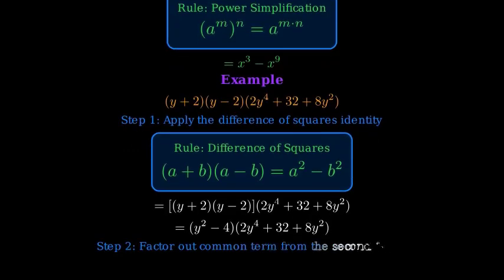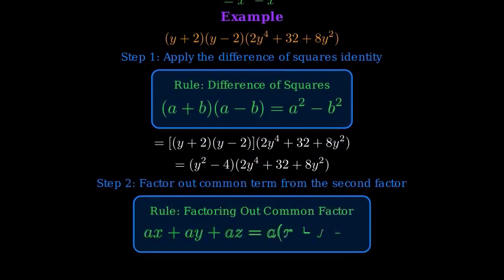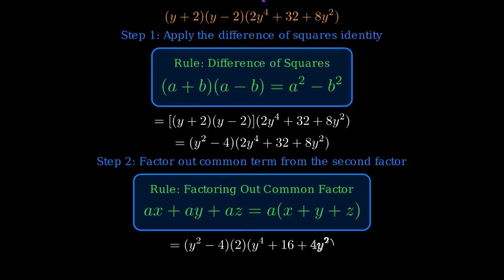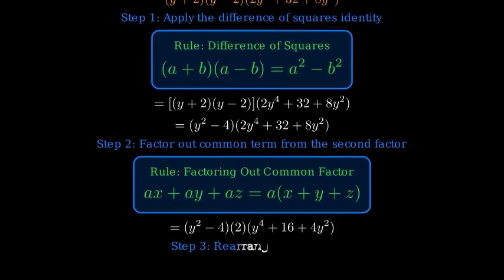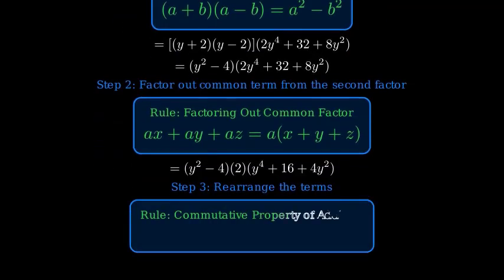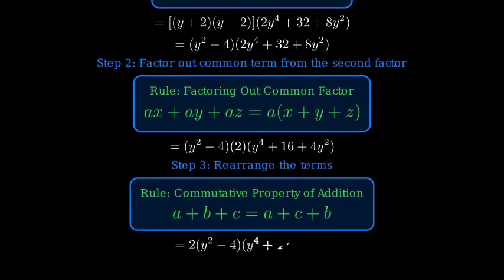Next, let's factor out the common factor of 2 from the second factor. This gives us y squared minus 4 times 2 times (y to the fourth plus 16 plus 4y squared). Let's rearrange the terms in the third factor to better see the pattern. We get y to the fourth plus 4.